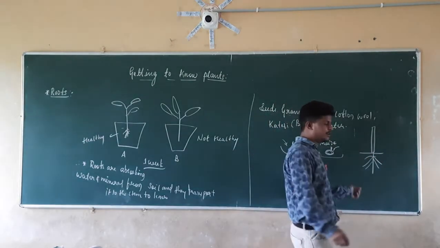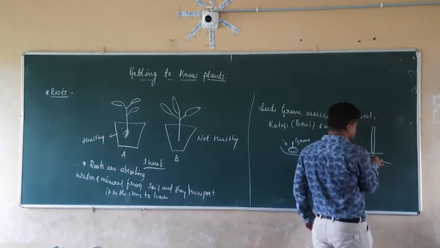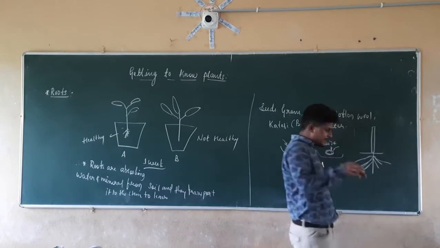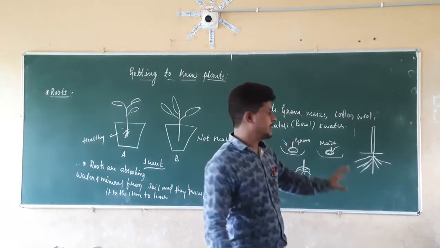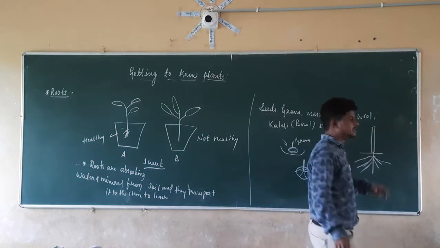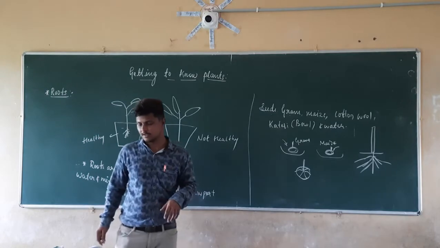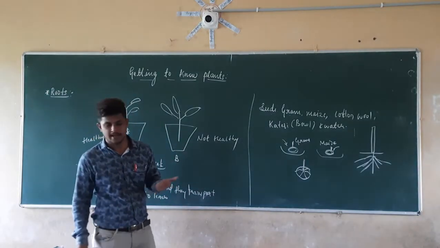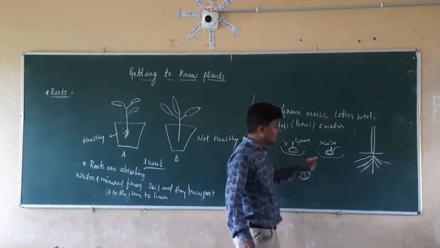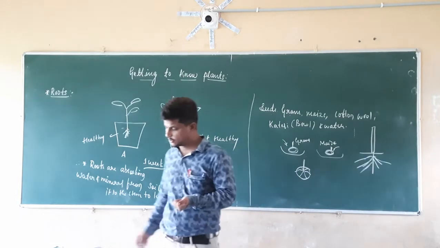So if you take only one root, is it going to give the support? No. Because of the branches of these roots, which are going into the soil, they are making the support for these plants. That thing, in other words, is known as anchor. They anchor the plant into the soil.